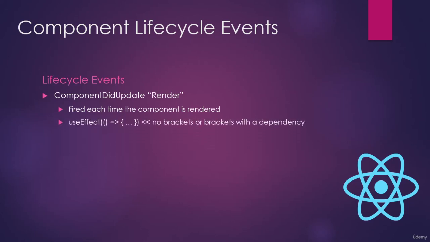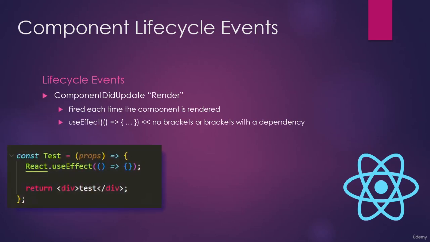And you can see the difference between this and the previous lifecycle event, where we don't have any brackets at the end, or we do have brackets, but we must have a dependency. A dependency is anything within our code that will cause the useEffect to run. So here's an example where we don't have any square brackets, and you can see we just insert any code in between the curly braces there.